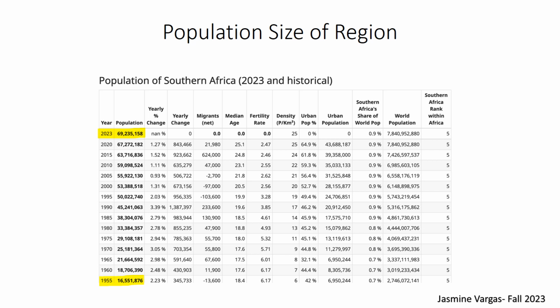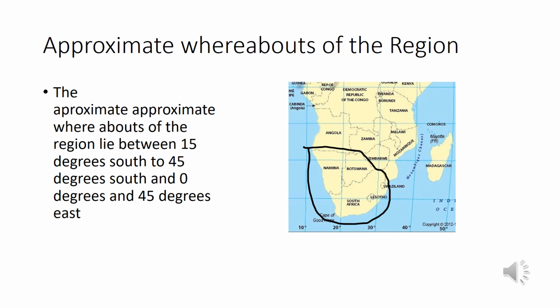Throughout the years, it fluctuates and the percentage either goes increasing or decreasing just because of how much changes within this region. The approximate whereabouts of the southern African region are in the southern and eastern hemispheres. They lie approximately between 15 degrees south and 45 degrees south and 0 degrees to 45 degrees east.